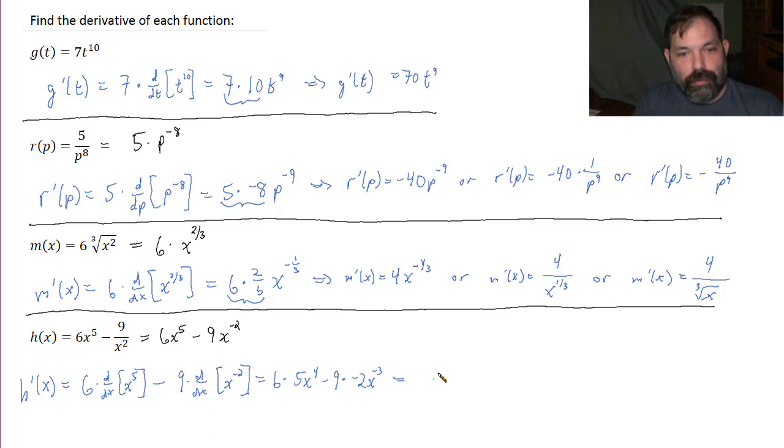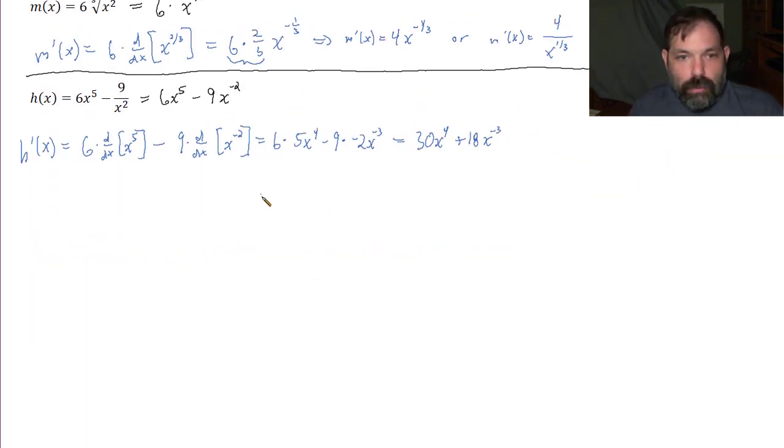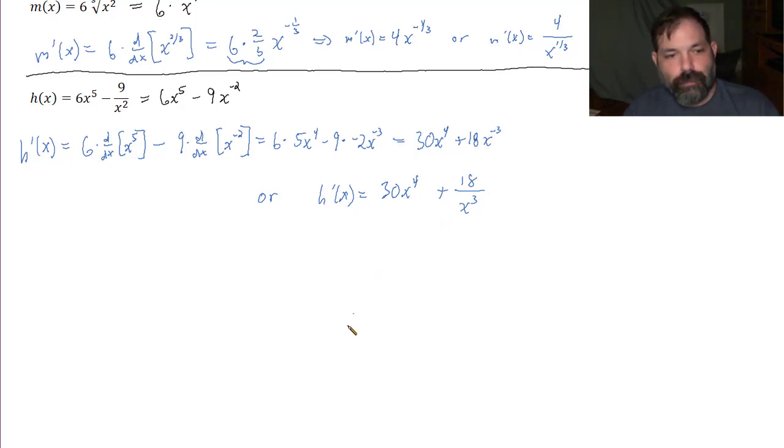6 times 5x to the 4th, that would be 30x to the 4th, minus 9 times a negative, plus 18x to the -3rd. So I might write that. I might write 30x to the 4th plus 18x to the -3rd. Or I could write h prime of x is 30x to the 4th plus 18 over x cubed. Either of those would be acceptable.